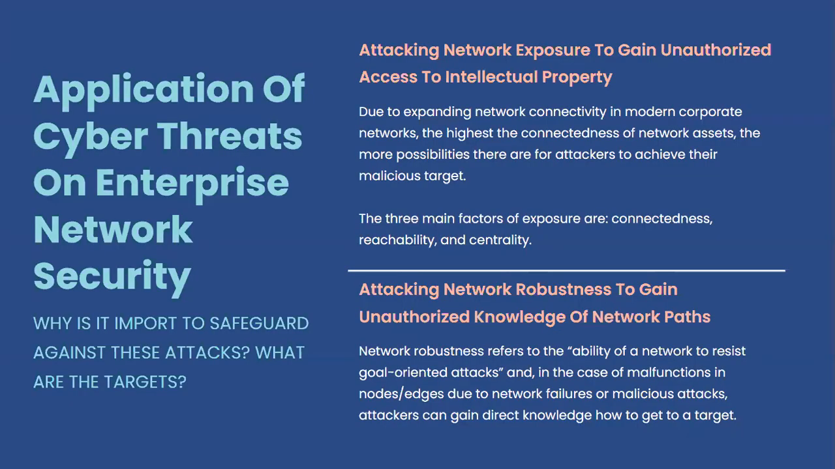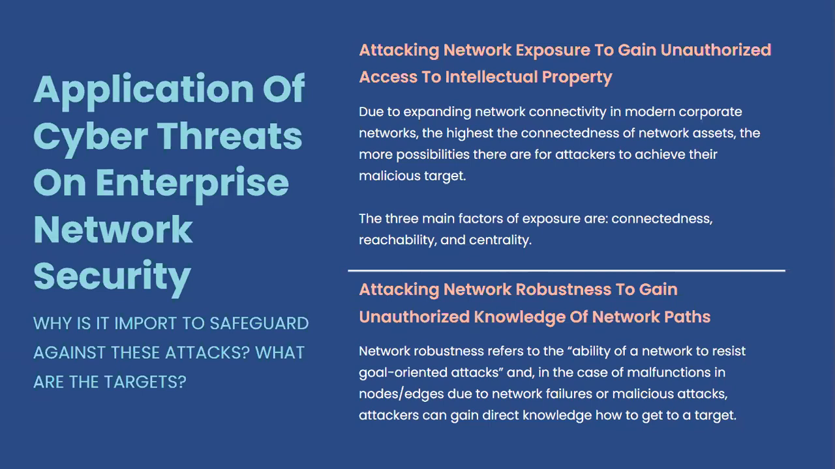In terms of the why and the how, safeguarding against cyber threats in network security is important based on two different factors: network exposure and network robustness. Attacks more often target networks with higher connectivity because of the potential to attack a wider variety of nodes, edges, and applications and to reach more of the critical systems within a network quicker. They often rely on factors of exposure like connectedness, reachability, and centrality.